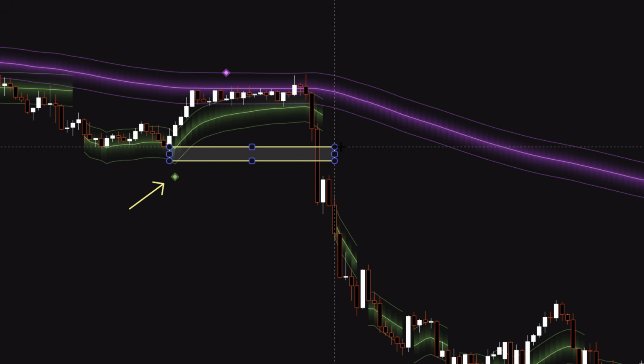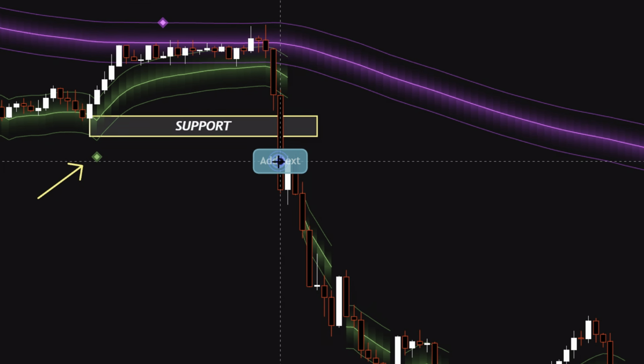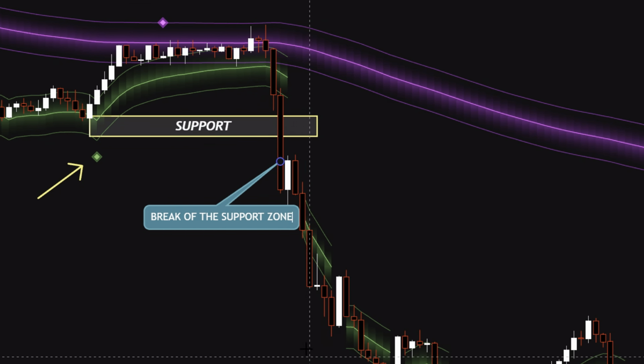So when the diamond prints, mark the most recent support level, and then we wait. This is where the professional separates themselves from the crowd. We aren't jumping in just because we see a signal. We're waiting for the market to prove it actually has the strength to break that support. Wait for a candle to close right there. Price breaks the support, but before we even think about execution, we check the momentum.